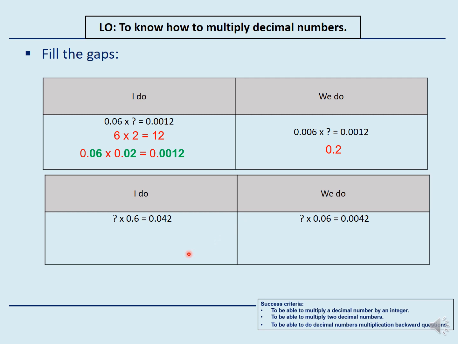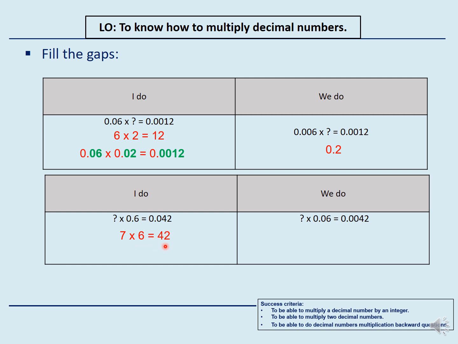Let me do another example. Again, I'm looking for a missing number. First of all, I need to just remove the decimal point. So if I remove the decimal point, I've got 6 in here and I have 42 in here. What is the number if I times by 6, I get 42? That number is 7. So 7 times 6 gives me 42.